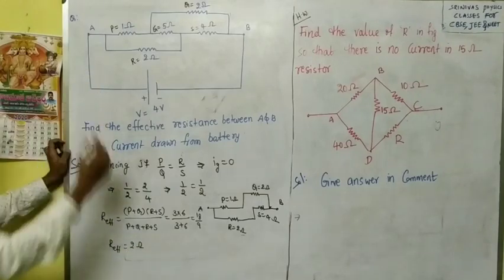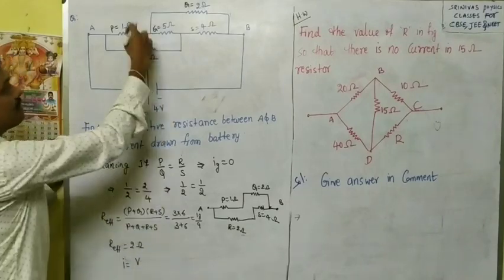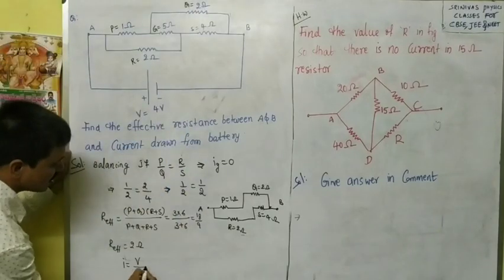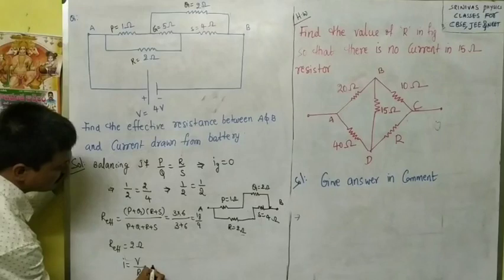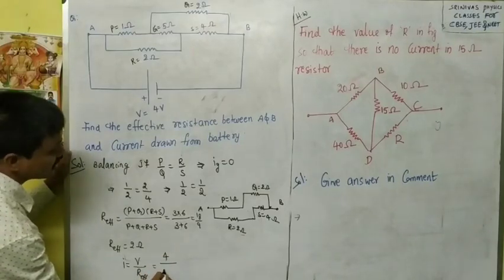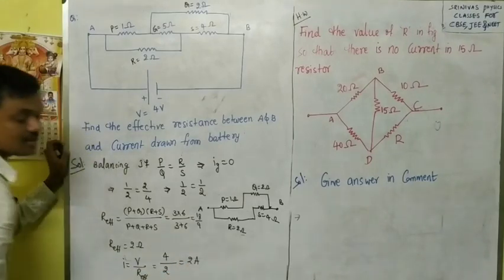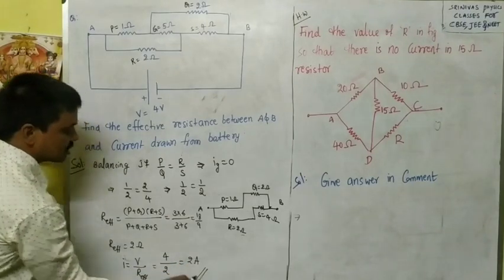Then they are asking for the current drawn from the battery. Current is equal to voltage by the effective, total resistance. What is the voltage here? 4 volts. What is the effective resistance you got? 2. So what is the current? 2 amperes. Simple solution. If you have any doubt, you can ask me later.